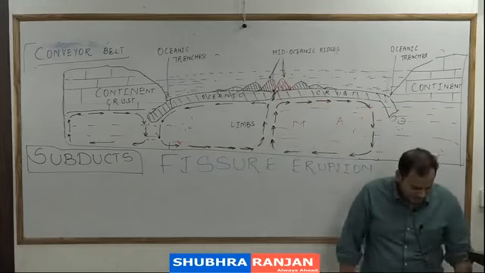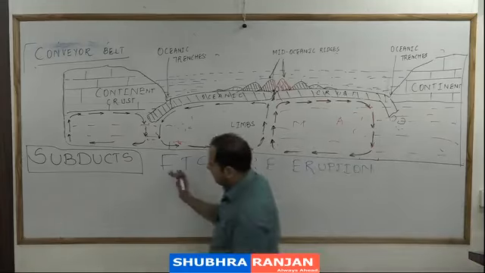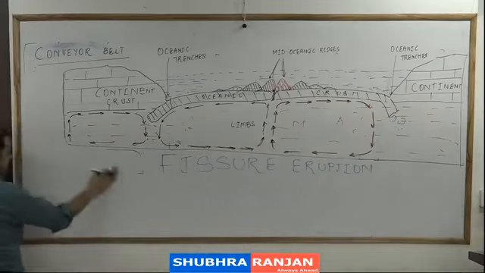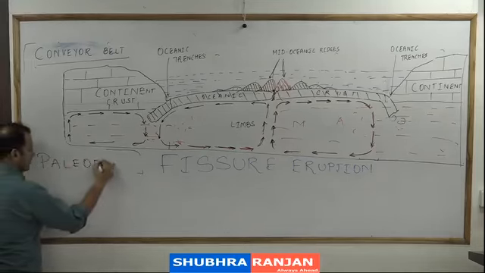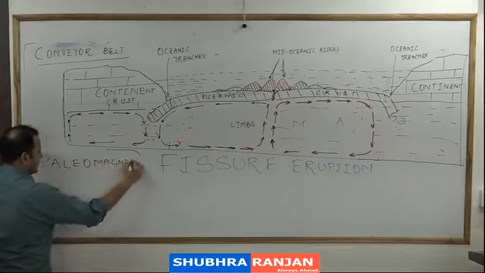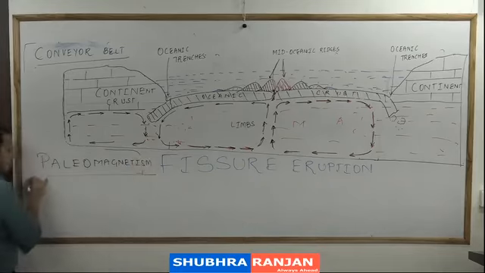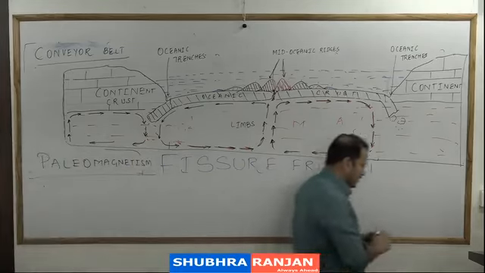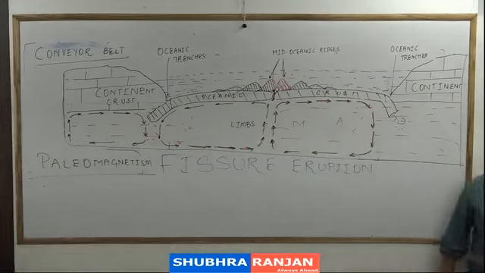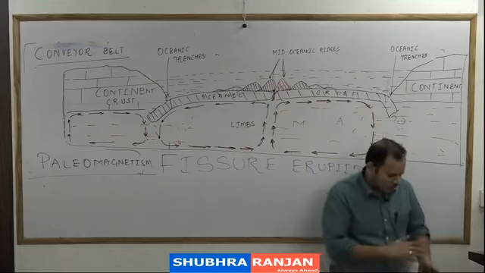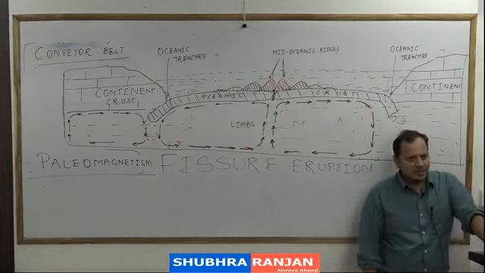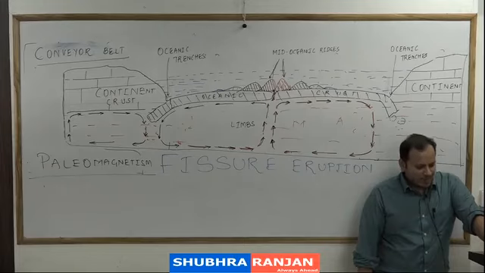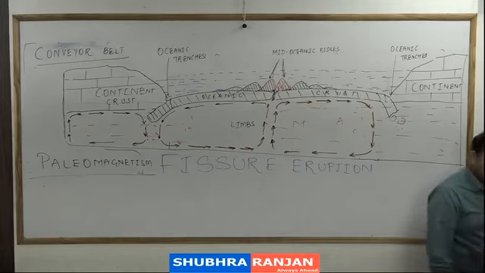And the last evidence is a field, paleomagnetism. Paleo means old or ancient. So it is a field which deals with studying the magnetic properties in the older rocks.